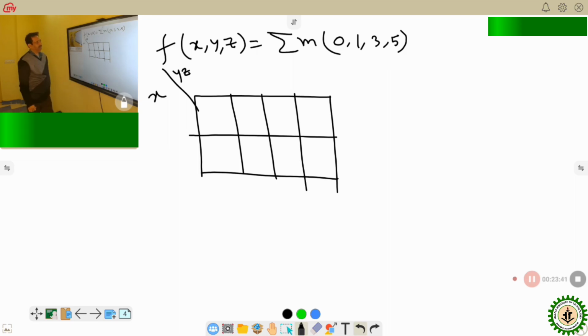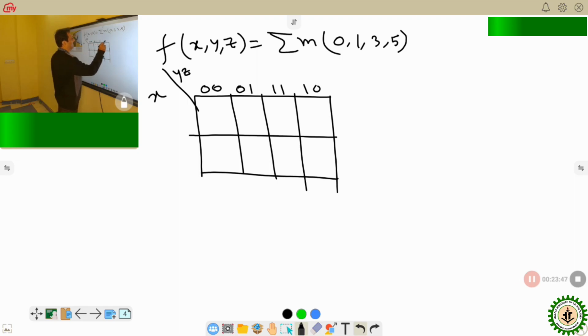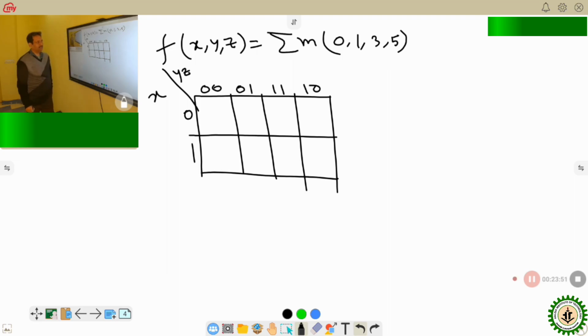And this is actually 00, 01, 11, and 10. Now one question will become: why have you written here 00, 01, 11, 10? Because this is the algorithm. The algorithm always states that in a consecutive cell, only one variable will change.